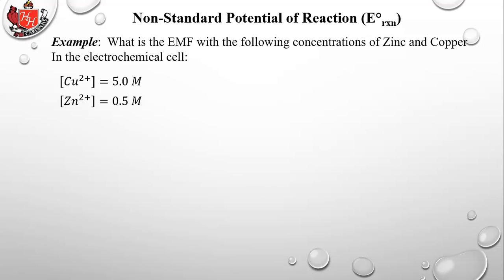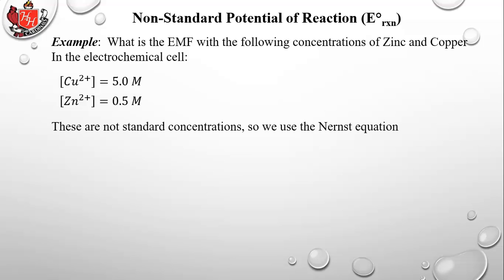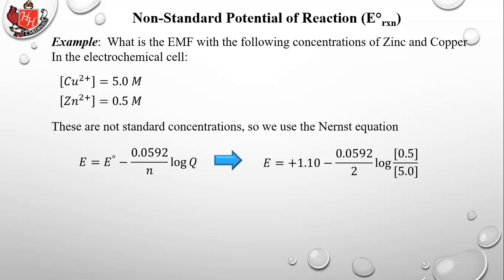Okay, so we're going to take the electrochemical cell zinc and copper, but now instead of the concentrations being 1 molar, which is standard conditions, we're going to say 5 molar of the copper ions, and 0.5 molar of the zinc ions. So these are not standard concentrations, so we use the Nernst equation. There it is. So now you're going to put the 0.5 for the zinc up on the top, and the 5 for the copper down on the bottom, and you do the math on this, and you end up with a voltage, an E, of plus 1.16 volts.